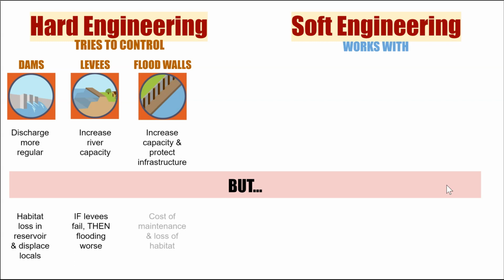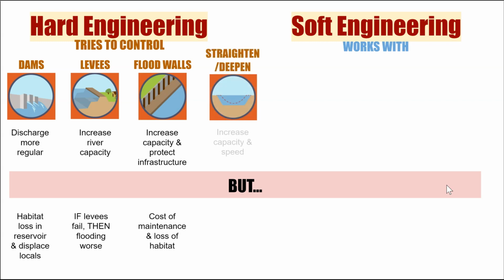Brilliant, but yeah, they're going to be maintained over the long term, and there's going to be loss of habitat. Next up, deepen and straighten the river. If you deepen it, you increase the capacity. If you straighten it, you make it faster, just like this recap, but that moves the problem further downstream. The rivers can silt up again.